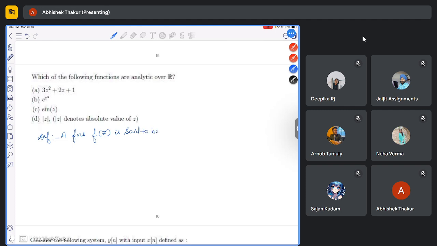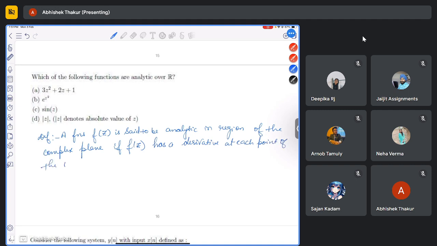A function f(z) is said to be analytic in a region of the complex plane if f(z) has a derivative at each point of the complex plane. So here we'll find the derivative.